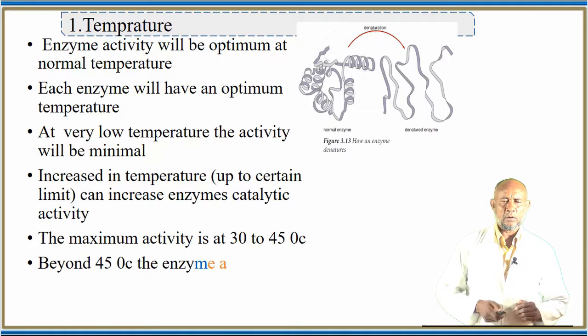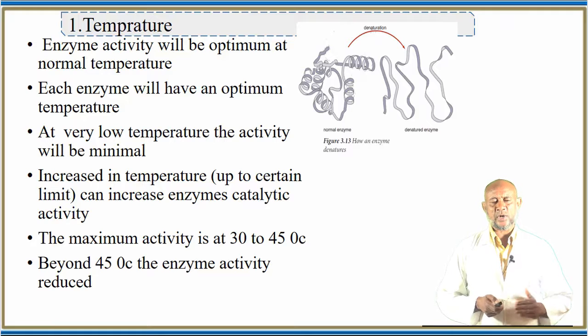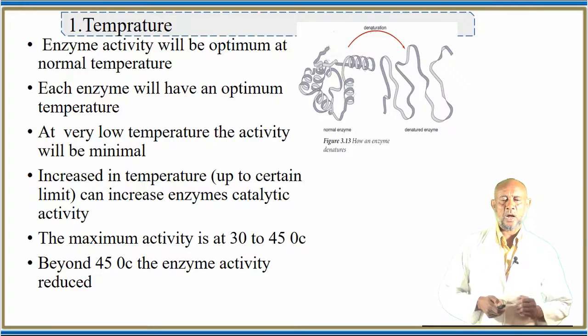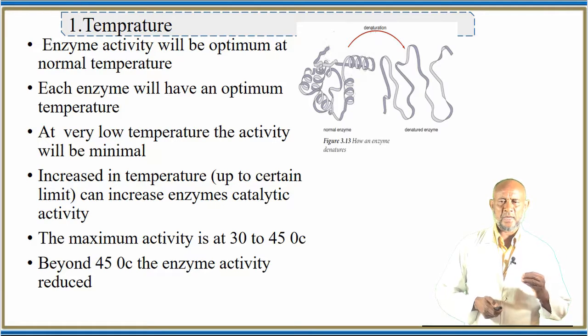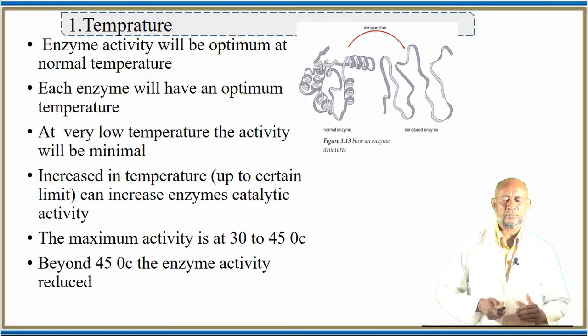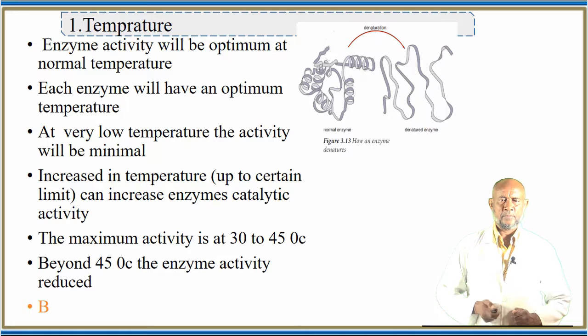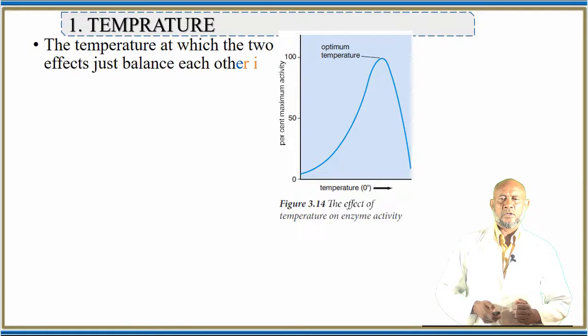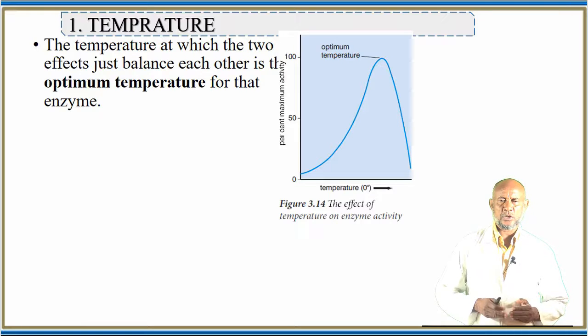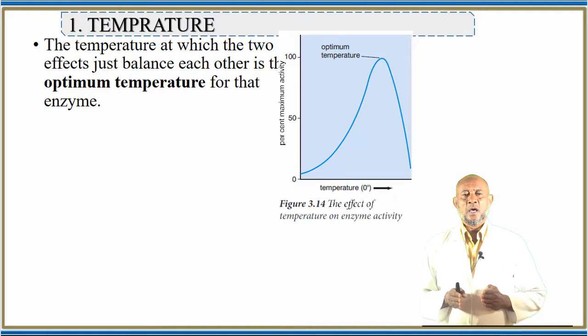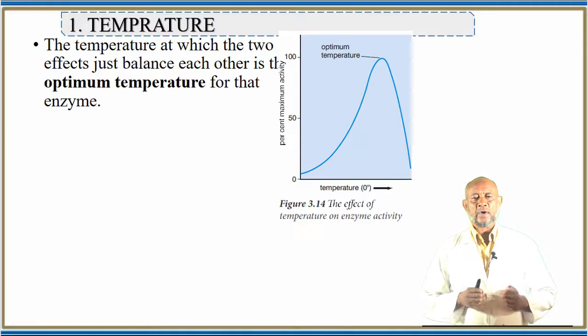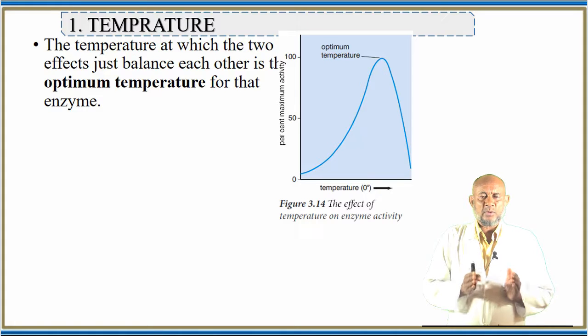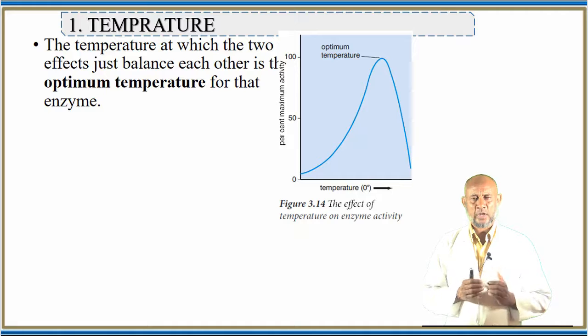Beyond 45 degrees centigrade, the enzyme activity will be reduced. Increasing temperature beyond this higher limit can denature the molecules of the enzyme. The molecules of the enzyme will be denatured, therefore they don't work properly again. The temperature at which the two effects just balance each other is called the optimum temperature. The optimum temperature is not very low, not very high, but in between these two. There is an optimum temperature in which the molecules of enzymes are working properly.